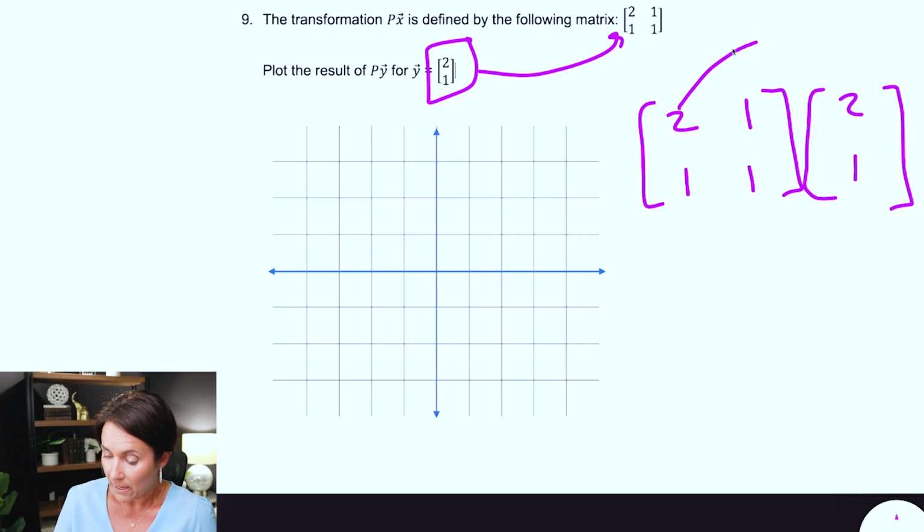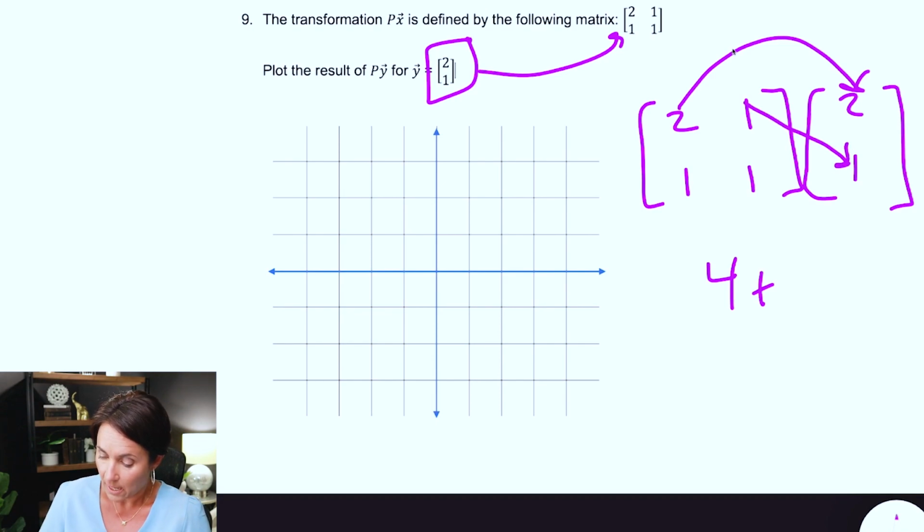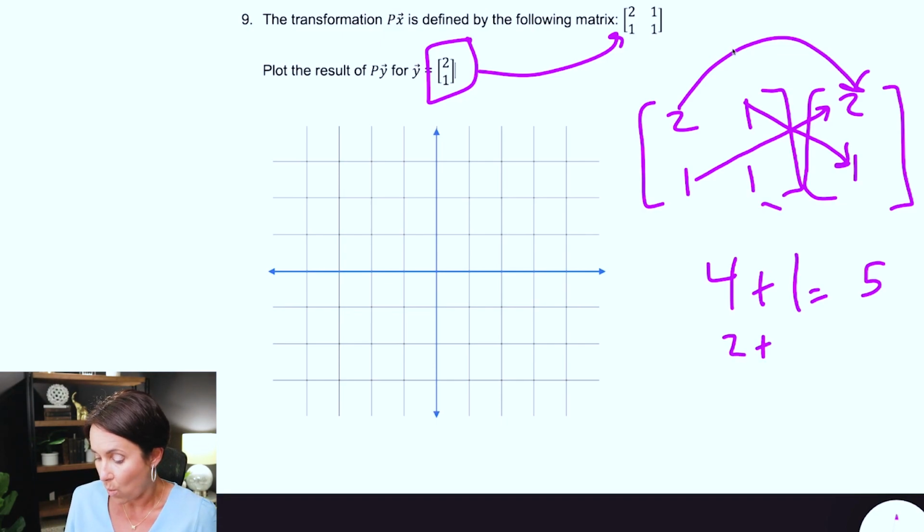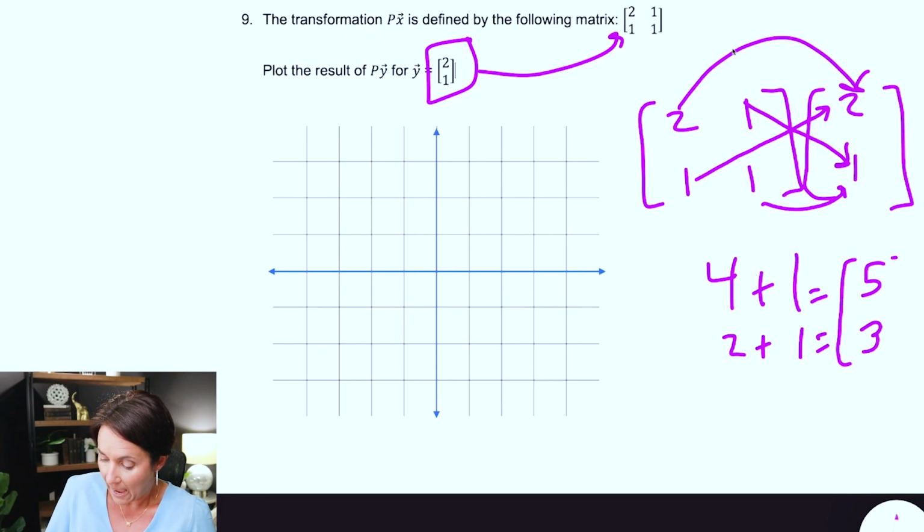And so when we do that, we have 2 times 2, which is 4, plus 1 times 1, which is 1, which equals 5. And then we have 1 times 2, which is 2, plus 1 times 1, which is 1. That equals 3. So now we have the position 5, 3.